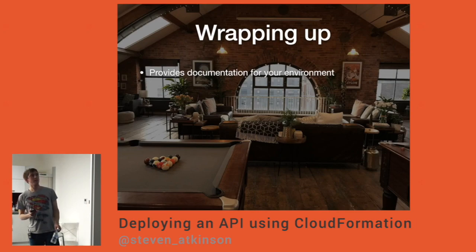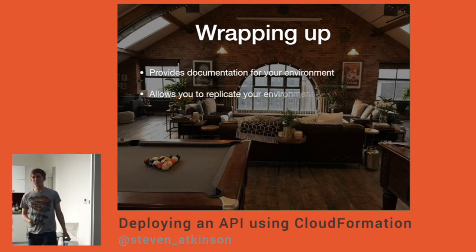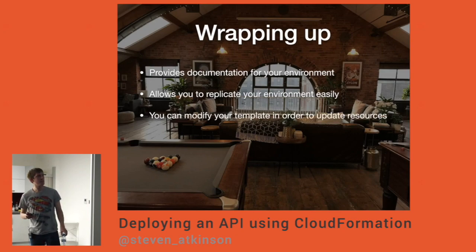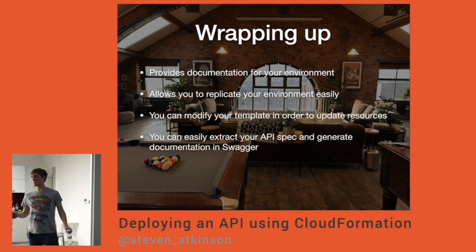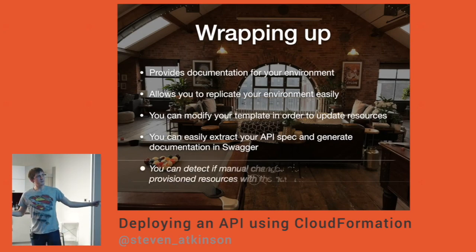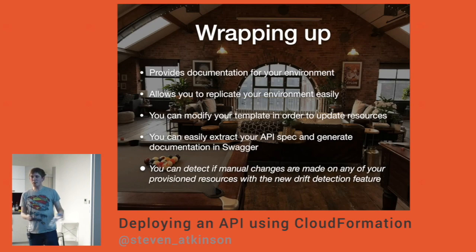And if you are unhappy with a region for whatever reason, you can just spin it up somewhere else. Like, oh, we don't want it deployed in Ireland. Let's just spin it up in London instead. You can just go, okay, boom, done. And if you want to update your resources, just update the template, push it out, easy. And therefore, with Swagger, you can just extract your API spec, put it into a Swagger editor, and give it to your client so they can use your API. And you can detect drift now, which is pretty cool. So yeah, that's how to deploy an API gateway in CloudFormation.